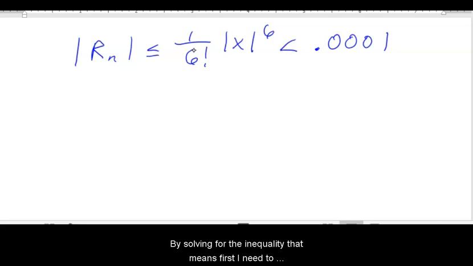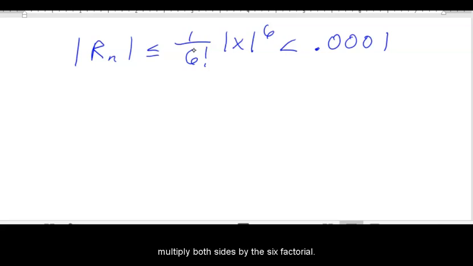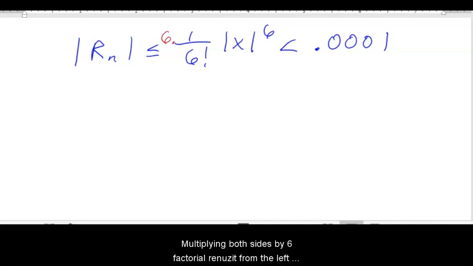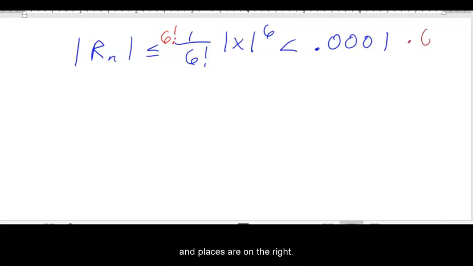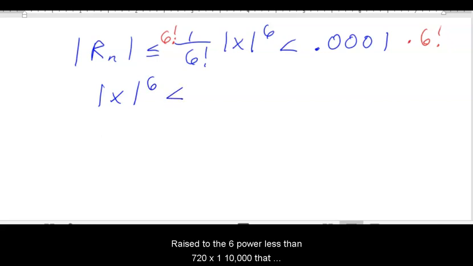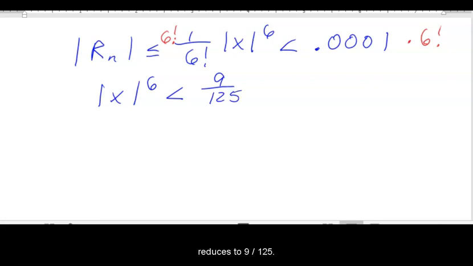By solving the inequality, that means first I need to multiply both sides by the 6 factorial. Multiplying both sides by 6 factorial removes it from the left and places it on the right. Remember that 6 factorial is equal to 720. After this step, we should be left with the absolute value of x raised to the 6th power less than 720 times 1/10,000th. That reduces to 9 divided by 125.